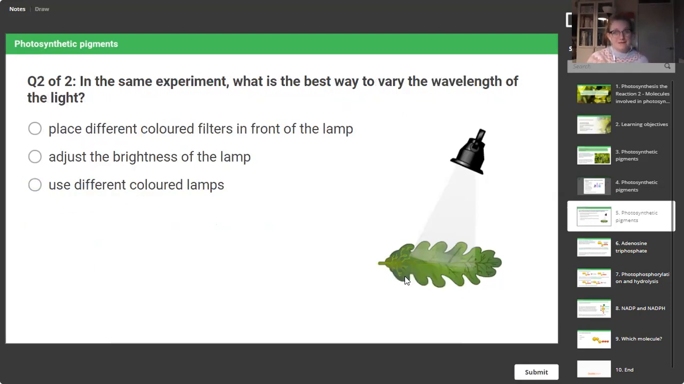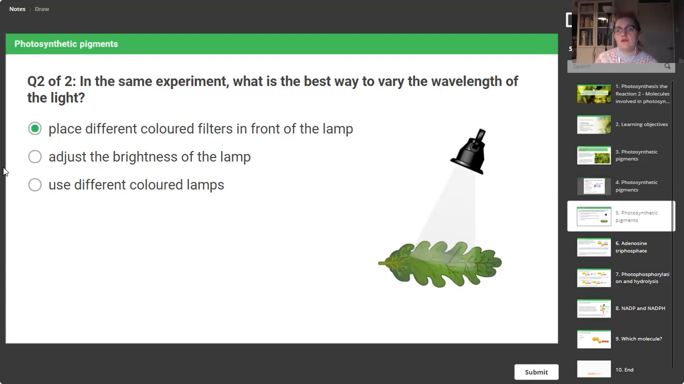So, similar question again. In the same experiment, what's the best way to vary the wavelength of light? And that is to place different coloured filters in front of the lamp. It's nothing to do with the brightness of the lamp, and it's not different coloured lamps. Now, that's really important. So we need the same lamp every time. That's obviously to control the experiment, to make sure that nothing is changing.